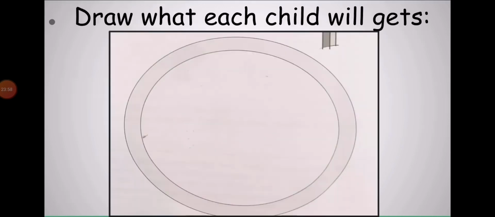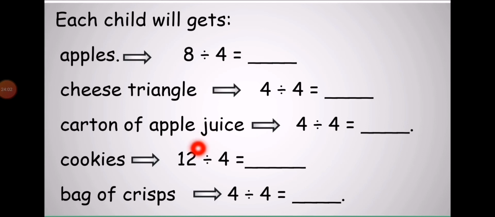Now, cookies. We have counted the cookies. They are 12. So, the number sentence is 12 divided by 4. We are dividing by 4. Why? Because there are 4 children. We are putting them into 4 equal groups. Read the table and get the answer. And according to that answer, you will draw the cookies in the plate.